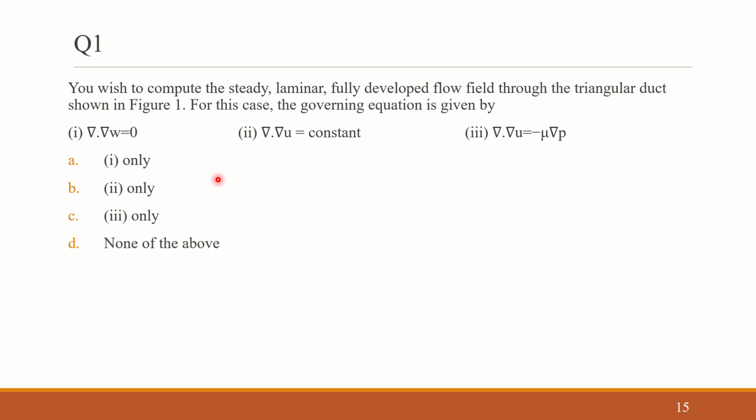For this case, the governing equation is given by dash. First one, it is del dot del w equal to 0. Second one, del dot del u equal to constant. And third one, del dot del u equal to minus mu into delta p. So which of the following three are right, or all three are wrong? That is given in the options.